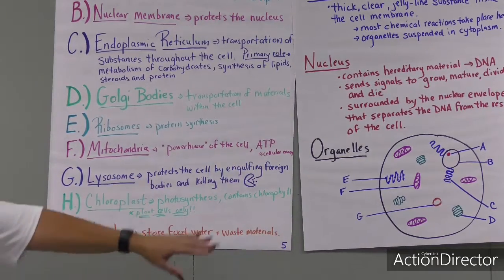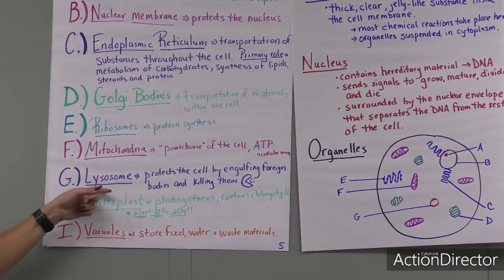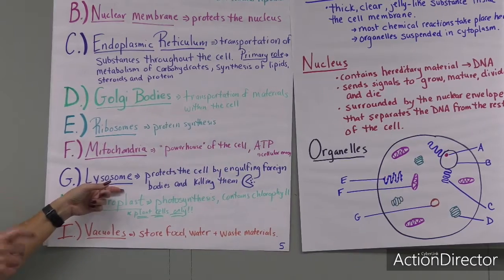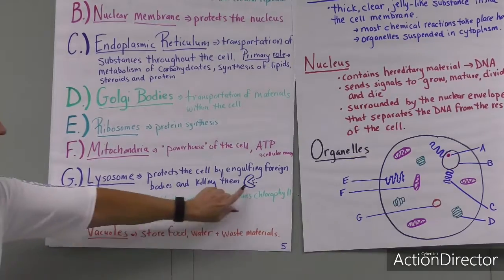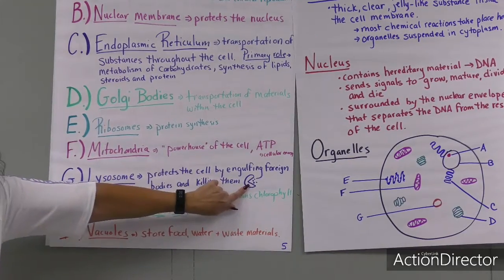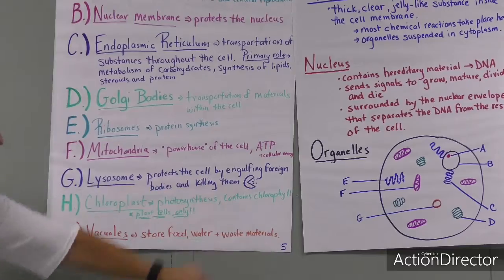And then G is a lysosome. Lys means to kill, like Lysol kills germs. And so that protects the cell, and what it does is it engulfs foreign bodies like a little Pac-Man and kills them and gets rid of them if we get foreign bodies in our cell.